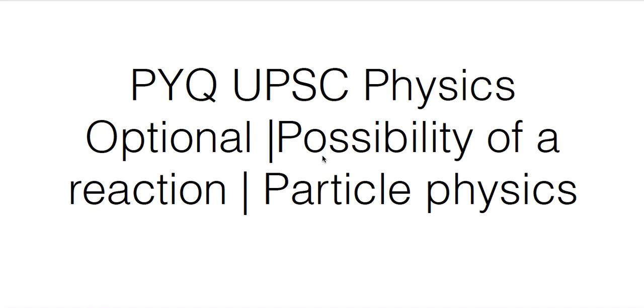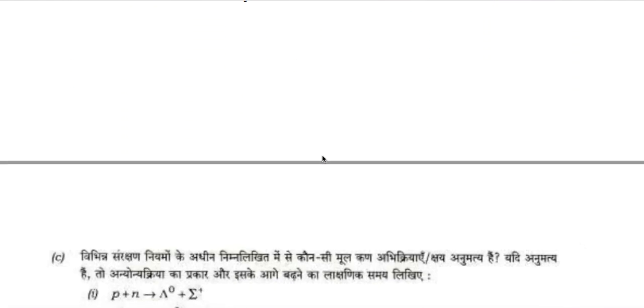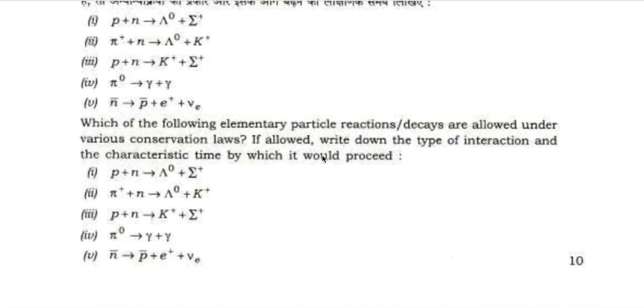So today I have come up with a question from particle physics. The question is about whether a particular particle physics reaction is possible or not. I think many people have been inquiring about this question in different groups, so that is why I chose this question for today. So the question is, which of the following elementary particle reactions or decays are allowed under various conservation laws? If allowed, write down the type of interaction and the characteristic time by which it would proceed.